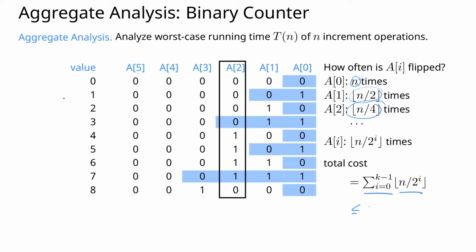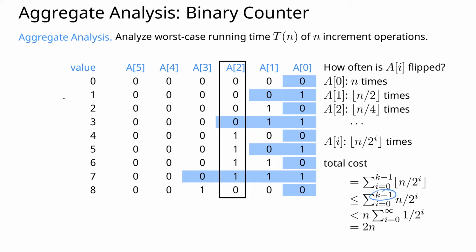So here we're rounding down, so we can simply write it as a sum where we take n divided by 2 to the i, because if we don't round down, it just makes it larger. Then we can take the n outside of the sum, because that doesn't depend on i. So let's take the n outside. Now we have the sum of 1 divided by 2 to the i.